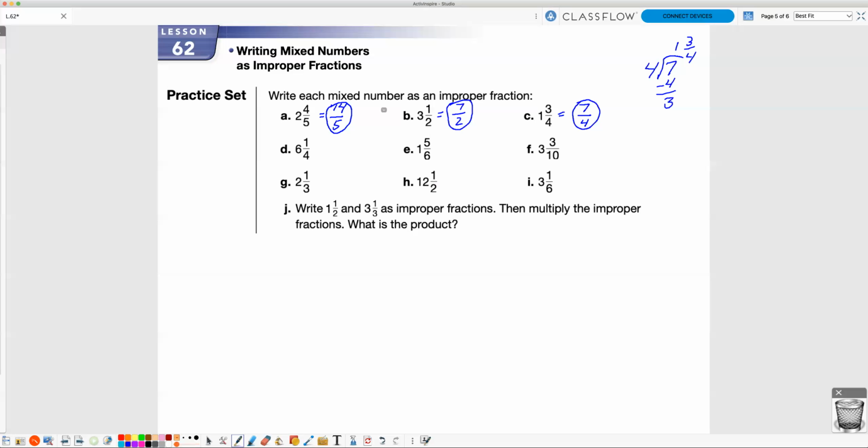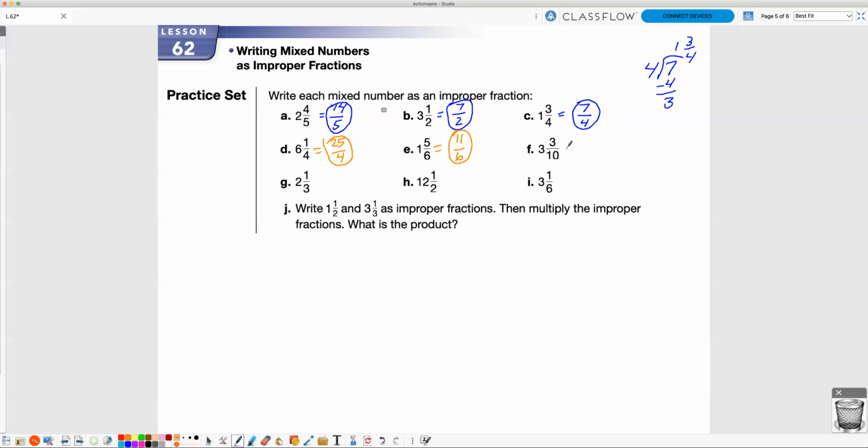Letter D, 6 1/4. So again, in this one, I'm going to take 4 times 6, which is 24, plus 1, which equals 25. The denominator is a 4. Letter E, 1 5/6. This would be 6 times 1, which is 6, plus 5 makes 11, and the denominator just stays a 6. 6 times 1 is 6, plus 5 makes 11.